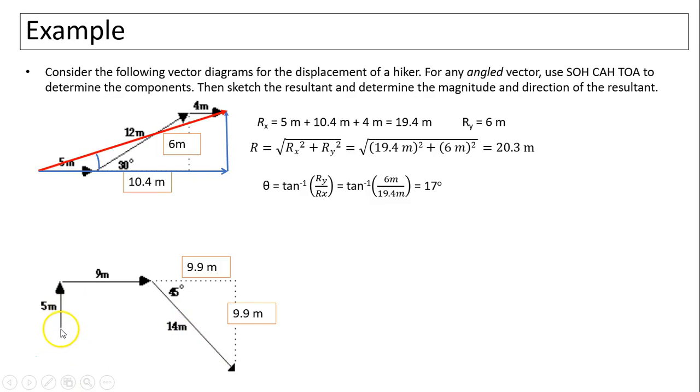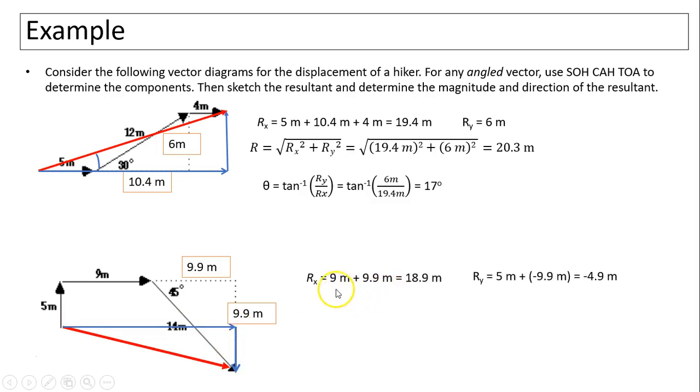Next one, the resultant is from the beginning to the end. And here is the x component and here's the y component. To find the x component, we have to add 9 plus 9.9. You have 18.9. To find the y component, you have positive 5 because that's going up, plus negative 9.9. It's negative because it's going down. So we have negative 4.9. This negative just means it goes downward.